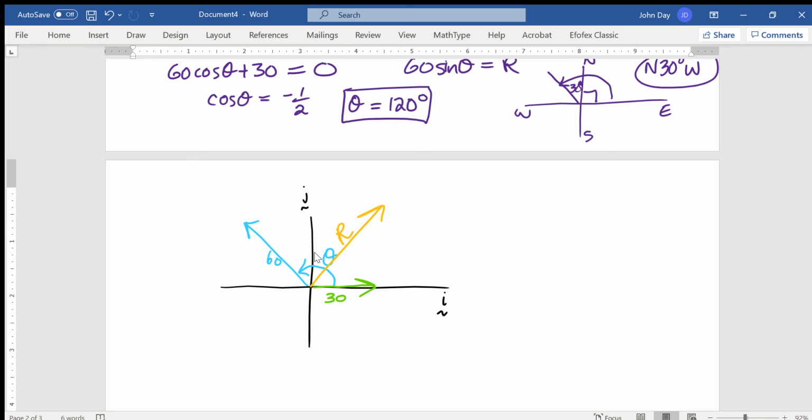So my blue one and my green one, once again, are going to add together to give me my yellow one. Now, the yellow one is at a certain direction here, and I can work out what that is from the original diagram that they've given me. So I'll just show you that. I'll just draw that up over here.